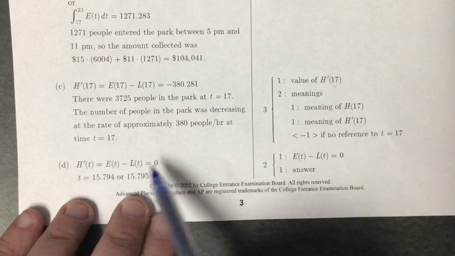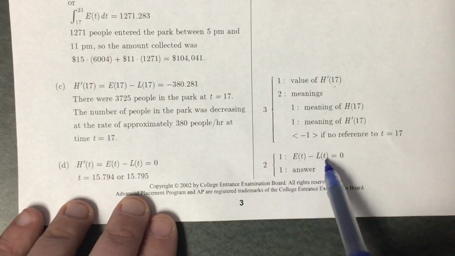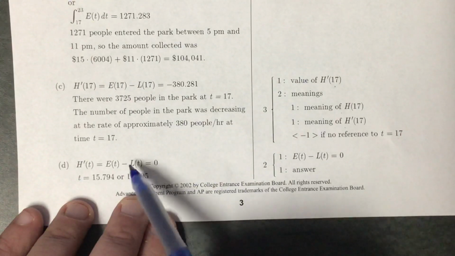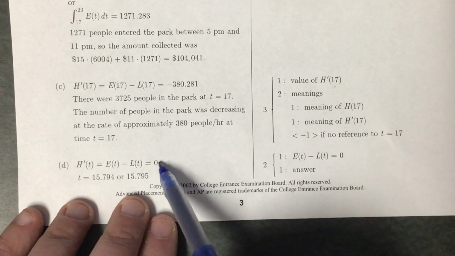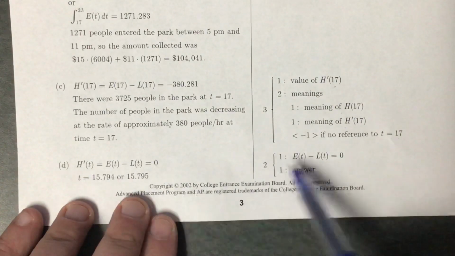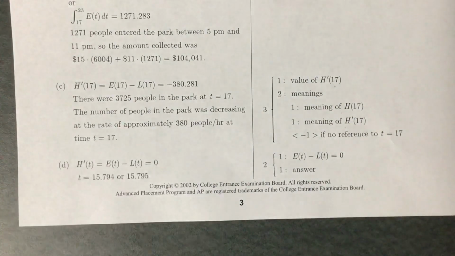And then on this one, you got a point for e of t minus L of t is 0. I thought we would get a point for that because that's the calculus we need. In order for there to be a max, we want to look for where the derivative h prime of t is 0. And then we got a point for the answer. So I think we got all 9 points.